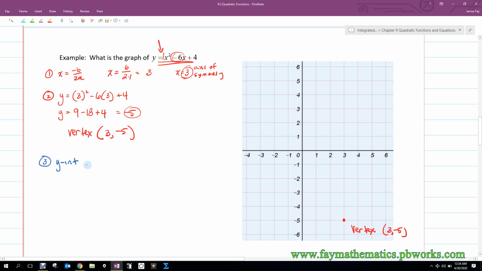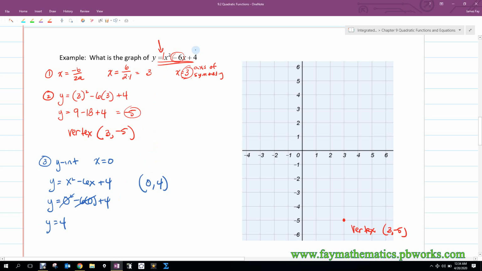So your y-intercept, remember, is when you let x be 0. So think about this. I have y equals x squared minus 6x plus 4, but I'm going to let x be 0. So we get 0 squared minus 6 times 0 plus 4. Well, 0 squared is just 0, and that goes away. So we have 0 minus 0 plus 4, obviously just 4. So I get 0 comma 4 as my y-intercept.